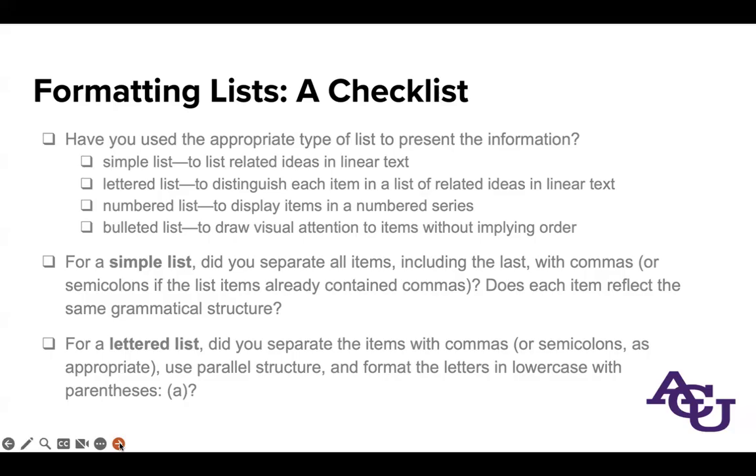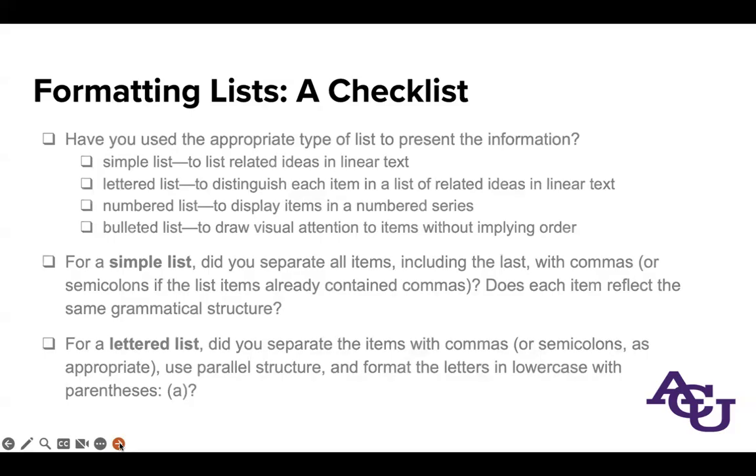If it's a simple list, that should be to list related ideas in your linear text, like in your sentence, in your paragraph. If it's a lettered list, you can use that to distinguish each item in a list of related ideas in your linear text. A numbered list is to display items that must be in a numbered series. And a bulleted list is used to draw visual attention to items without implying an order.